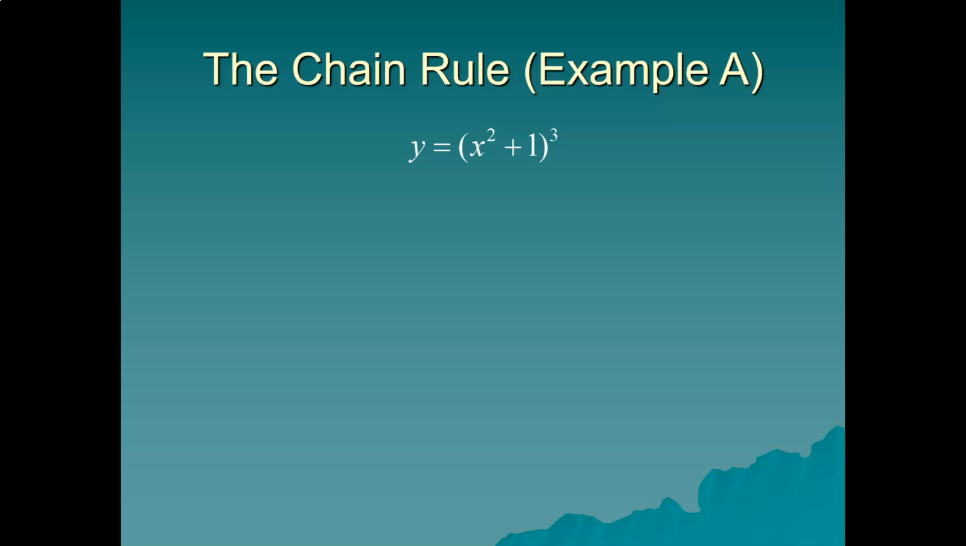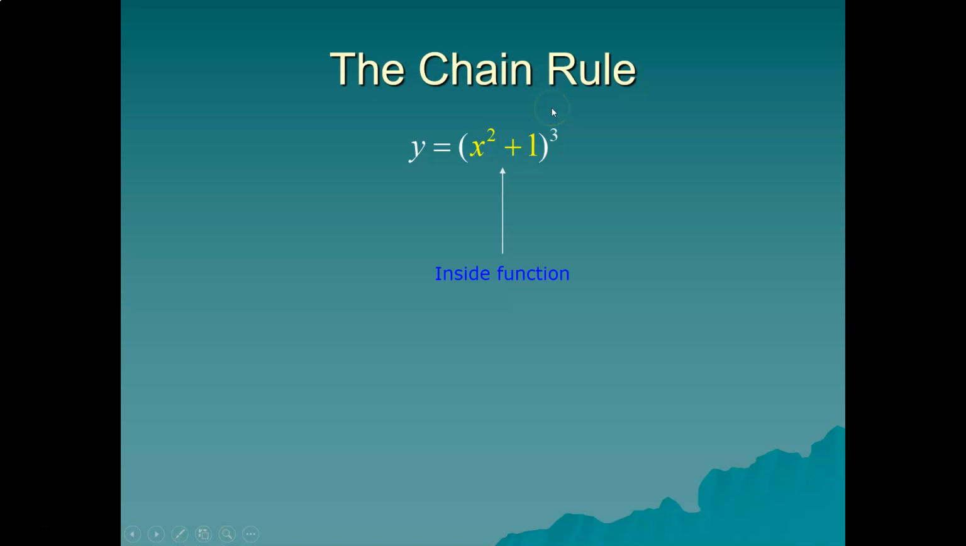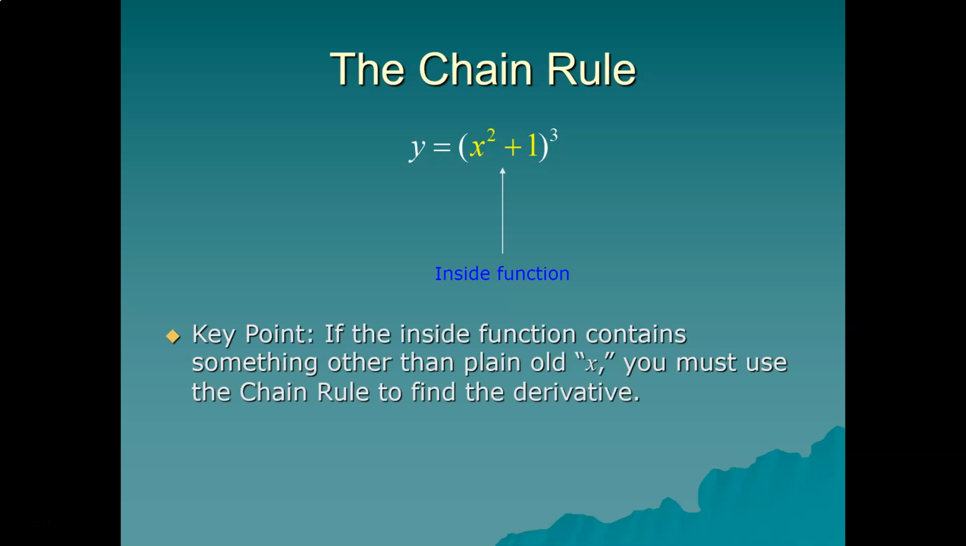Here we have y equals (x^2 + 1) to the power 3. If you look at this, it should be pretty obvious that here's our inner function, our inside function here in yellow. The point of this is, do you remember, if the inside function contains something other than just an x, you have to use the chain rule to find the derivative. If there's anything other than just x, it's going to be more complicated. In this case, it is more complicated. So that's why we have to use the chain rule.